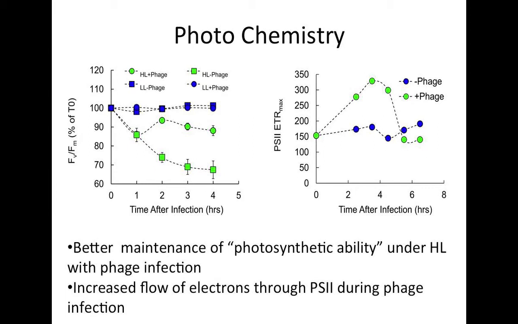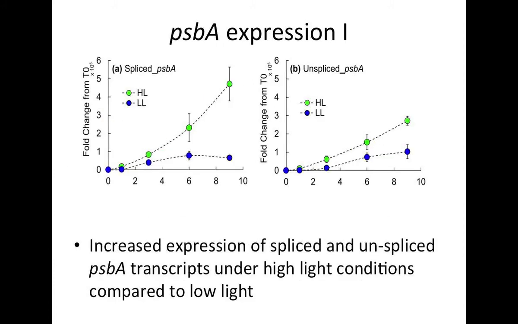And if we look at the ETR, which is the electron transfer rate through Photosystem II, in the plus phage condition under high light, you get more electrons being shunted through the electron transport system. So we think this psbA gene is responsible for an increased or maintained photosynthetic ability of the host. If we look at the expression of psbA, we can see that under a high light condition, the psbA increases during infection the same way that low light does, but there's a bigger increase in the expression of psbA.